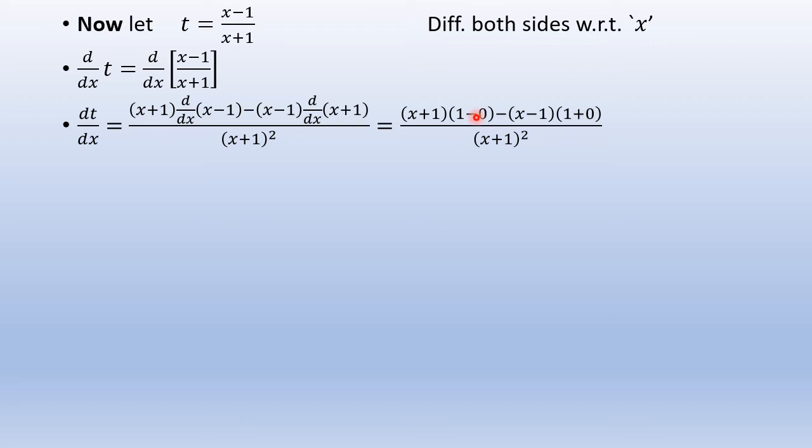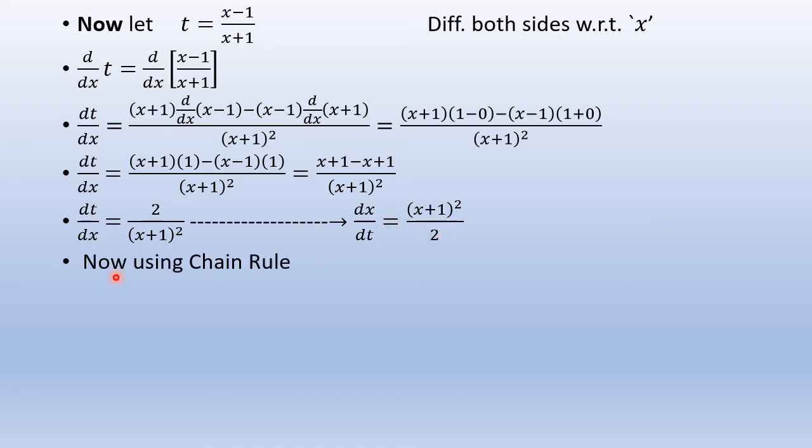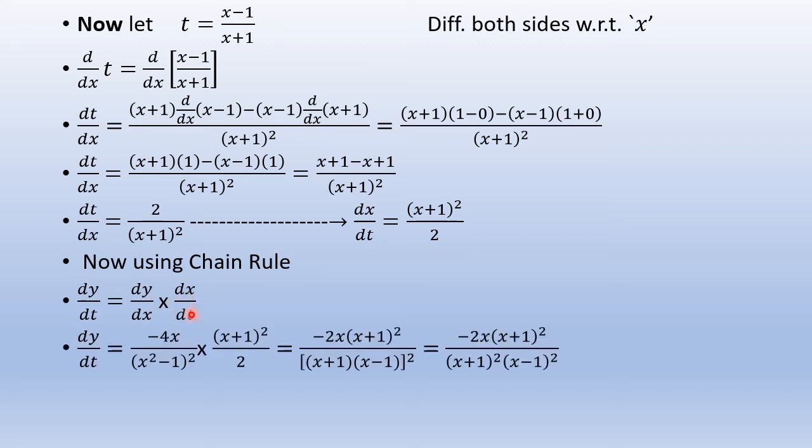And now 1 − 0 is 1, 1 + 0 is 1. So I get this. Open up all the brackets. You can see x got cancelled and I'm left with dt/dx equal to 2 divided by (x + 1) whole squared. Take its reciprocal and evaluate: dx/dt equals (x + 1)² by 2. Now what you will do, using the chain rule, dy/dt equals dy/dx into dx/dt. Put in the values of dy/dx and dx/dt. You get −4/(x² − 1)² into (x + 1)²/2.